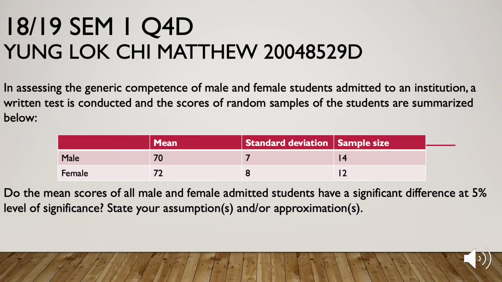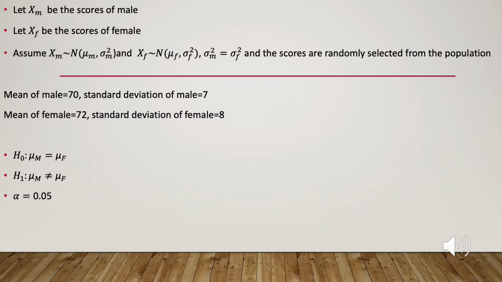The question asks: do the mean scores of all male and female admitted students have a significant difference at 5% level of significance? Step 1. We should let XM be the score of male and let XF be the score of female. Assume that XM is normally distributed with mu M and sigma square M, XF is normally distributed with mu F and sigma square F, variance of M equals to variance of F, and the scores are randomly selected from the population.